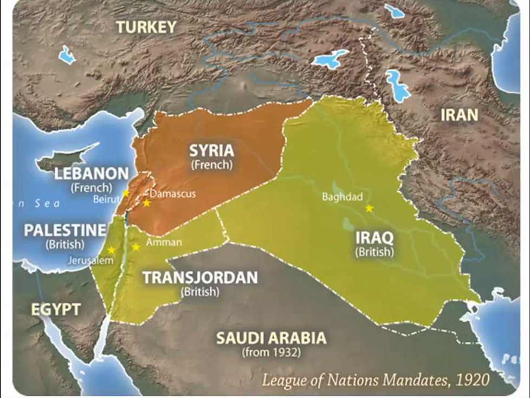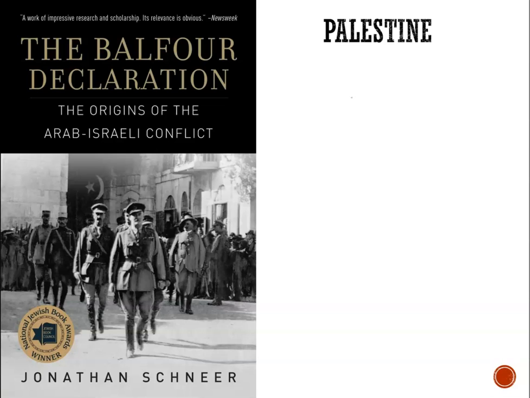So if we go back to the way this is, here we see the League of Nations mandates in 1920. We see Palestine under British control. We see Transjordan, British control. We see Iraq, which includes Kuwait at this time, British control. Syria and Lebanon, French control.